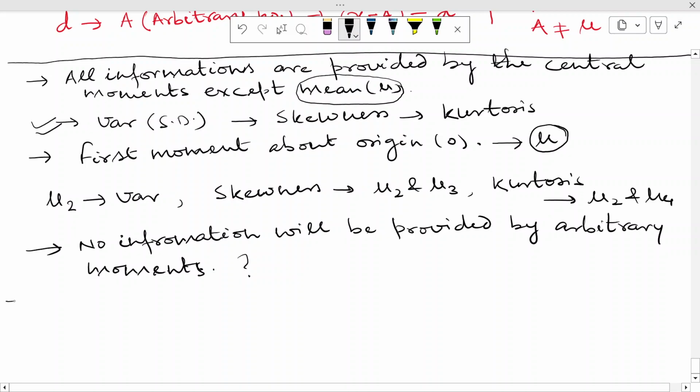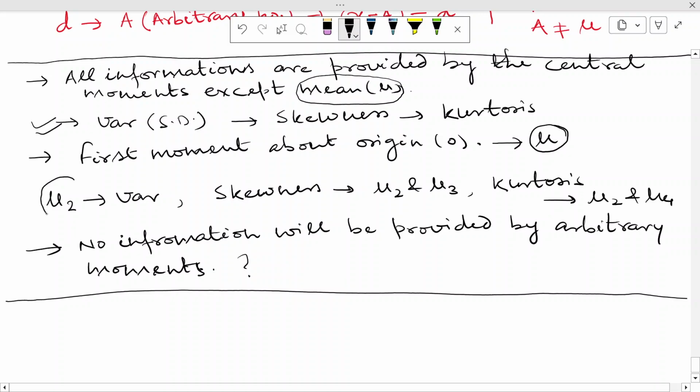So now it is very clear that if we have the first moment, it provides the mean; if we have the second moment, this will provide us variance. If we have to look for the type of skewness, then we need the second and third moment, and all these moments are central moments here. And in order to calculate the kurtosis, we need mu2 and mu4.